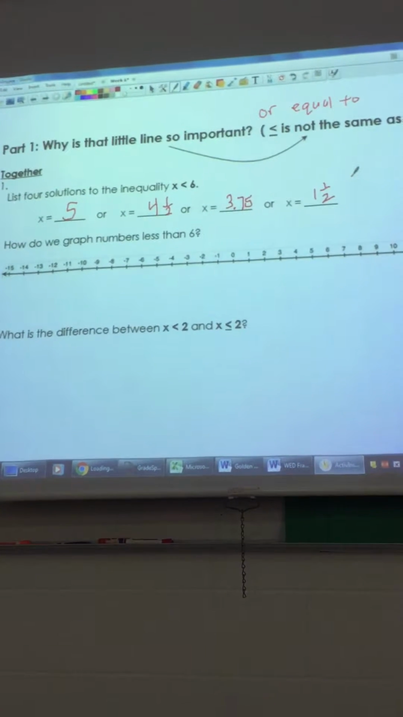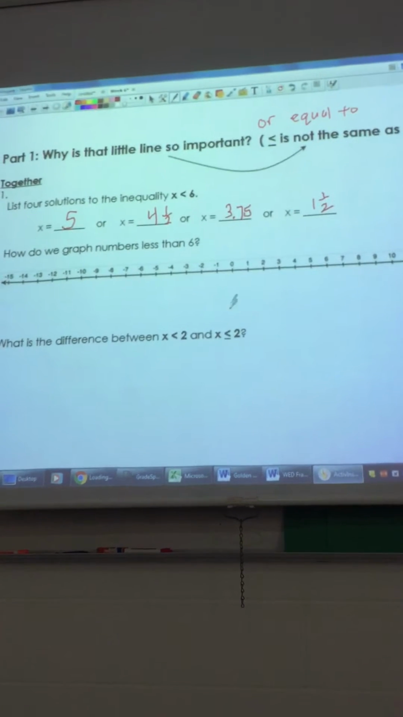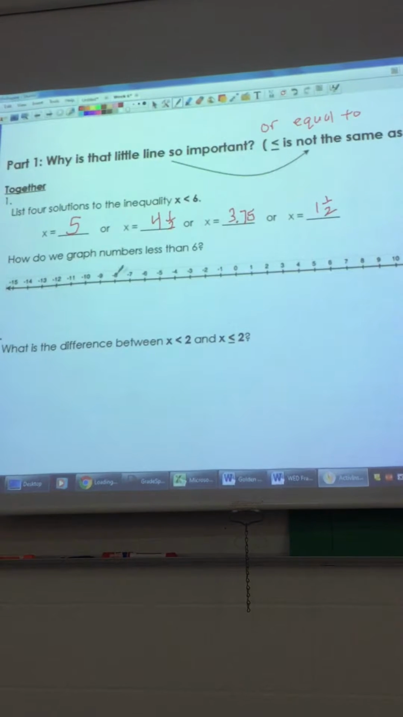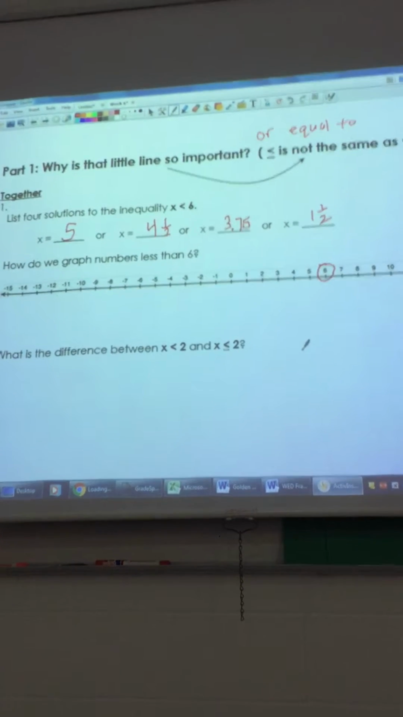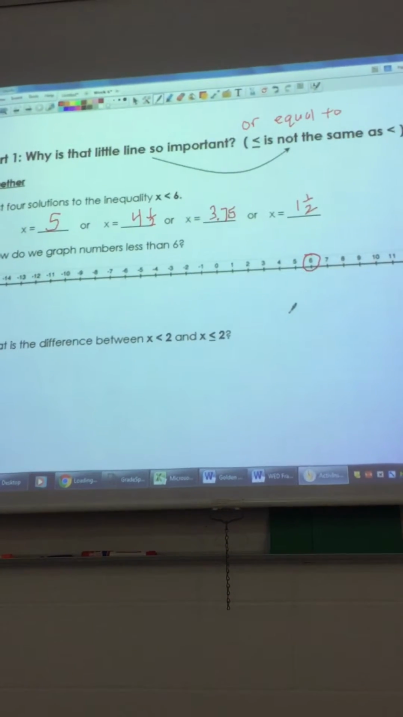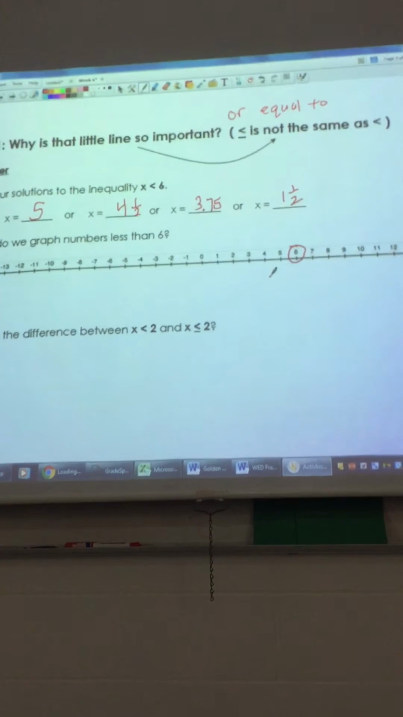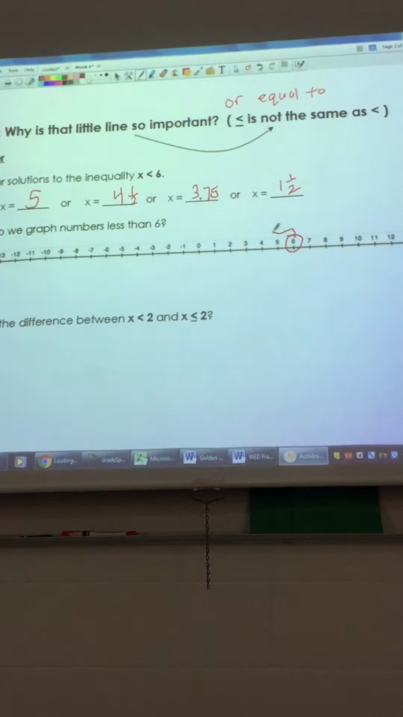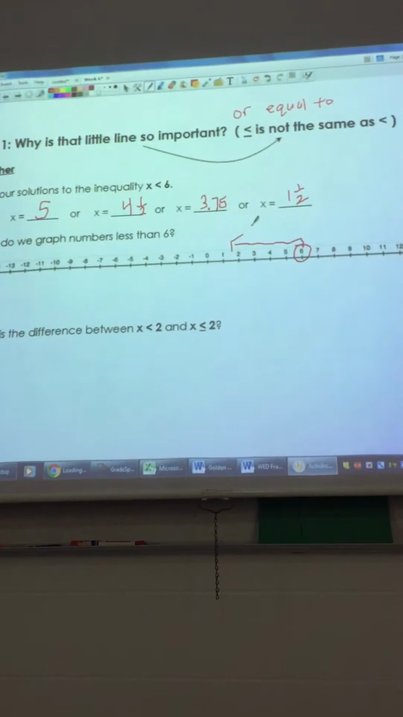So how would I graph this? Do I want to include 6? Is 6 less than 6? No, so I don't want to include that 6. I'm going to leave an open circle at 6 because we do not want to include it. I want numbers that are less than that, so what direction should I have my arrow? Less is left. Okay, so it needs to be going that direction.